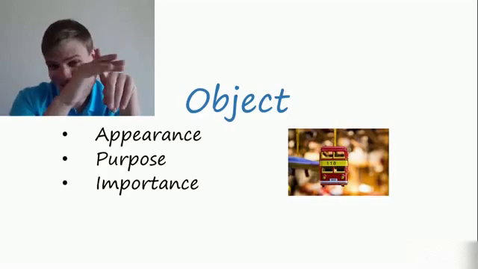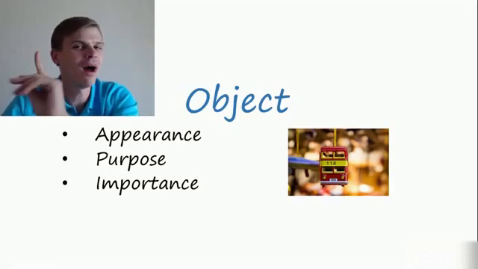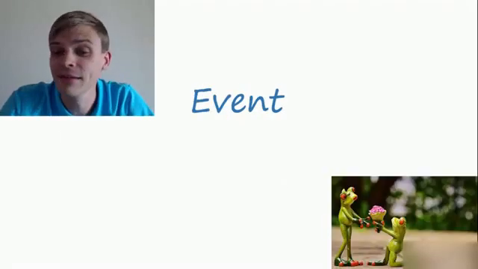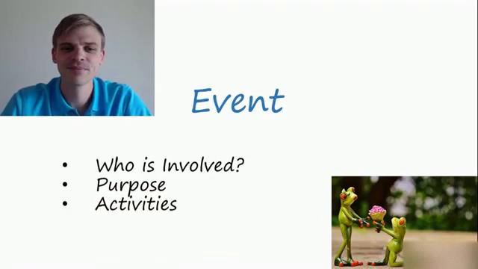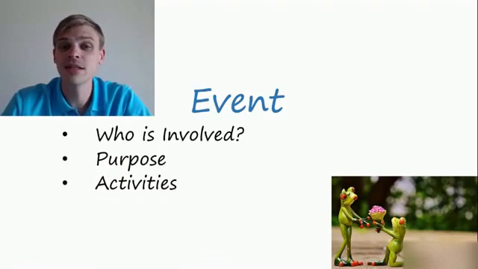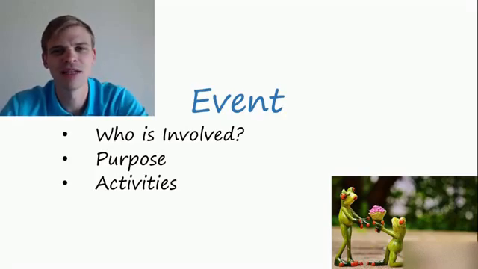Because now you have a person, you have an object. There's another possibility, one more possibility. It could be an event. Okay, here are the 3 questions to ask yourself on an event. Who is involved? What's the purpose? And what are the activities in the event?